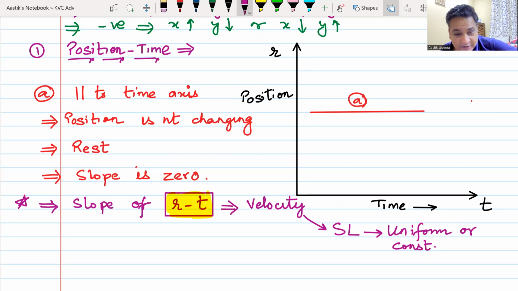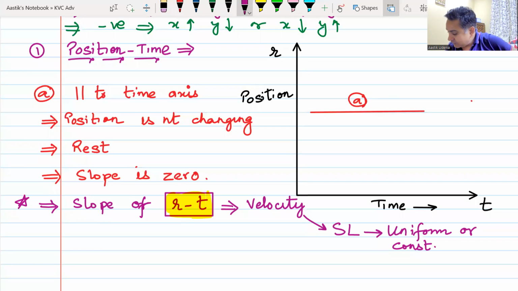The slope of a position-time graph will give us velocity. If it is a straight line, in this particular graph that I have drawn, it is a straight line, but the slope is 0, therefore velocity is 0. If it is a straight line, the velocity will be constant. Do we understand this? Yes or no? Raise hands will give me more confidence that I am on the same track.